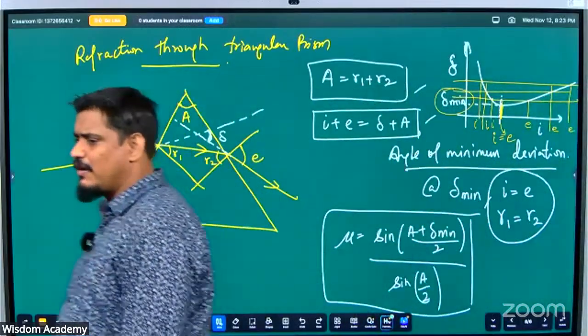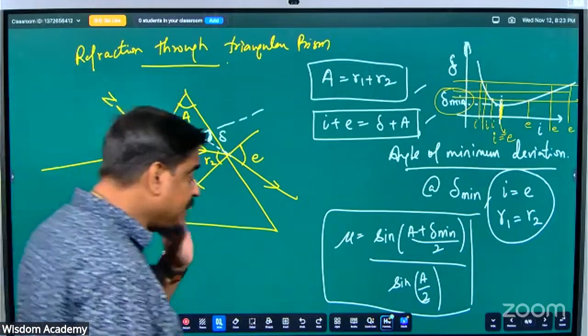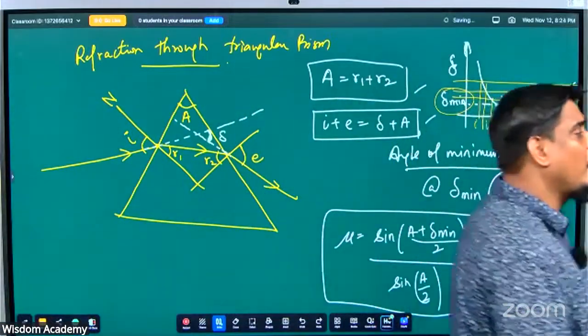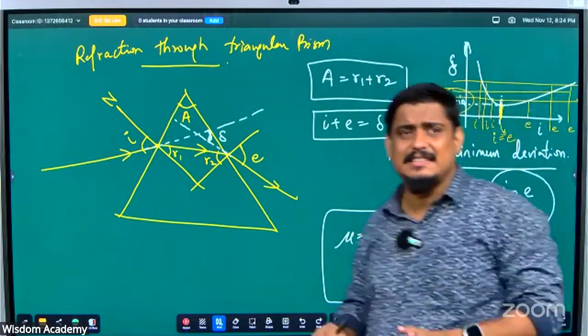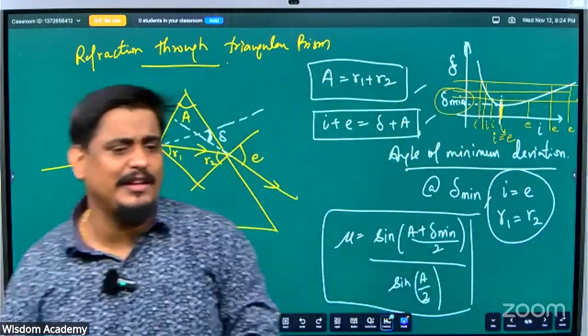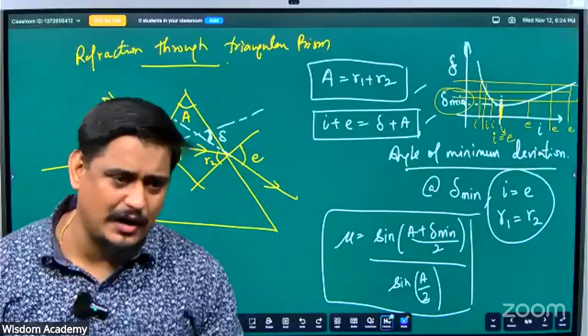And once again, I am seeing the last 3-4 years' trend. Every year one question is coming from angle of minimum deviation. So have an idea about these things. Don't get confused. Angle of minimum deviation is the angle where the deviation is least. And at this point, angle of incidence and angle of emergence are the same. Angle R1 is equal to angle R2.